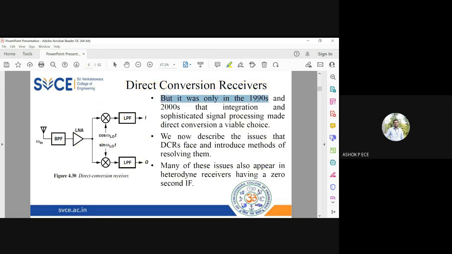Initially, in the 90s and 2000, the integration between high frequency and low frequency was not possible. But after the technology advanced, it was a very good choice to integrate your omega in and omega LO, so that the IF is always made to be 0. Even though this is a very good choice for a receiver, we are going to see what issues arise in direct conversion receivers and how to resolve them. Most of the issues we studied in heterodyne we have here also. We are going to see how we can eliminate those issues here in zero IF.